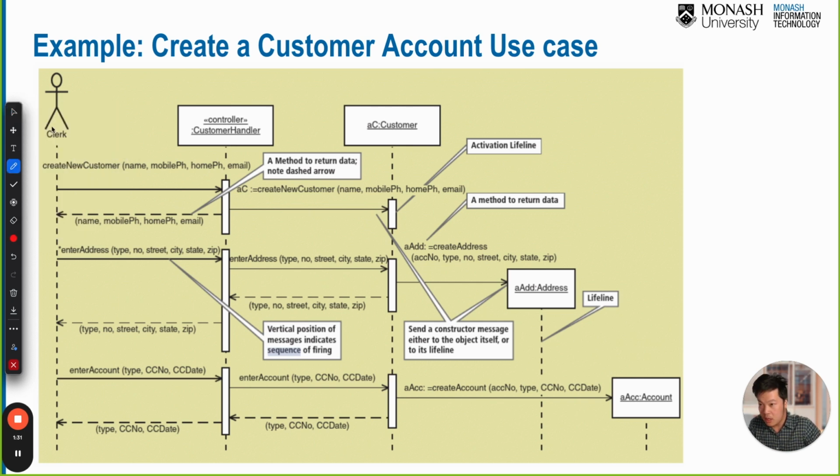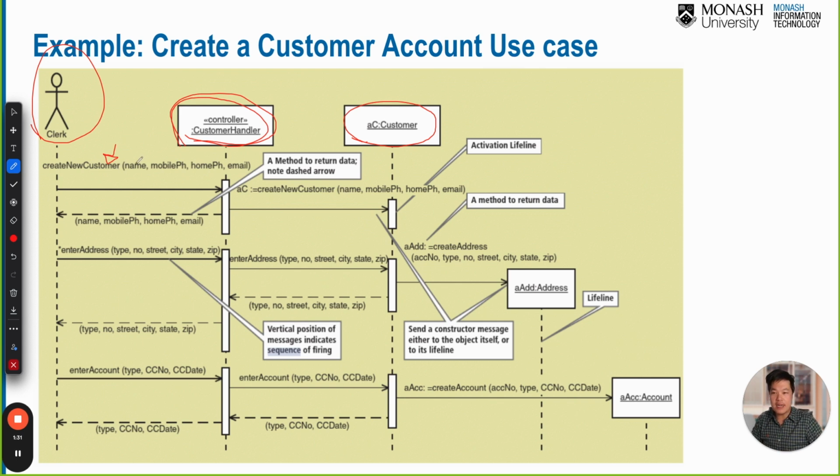First we start from the actor, the clerk. We have the customer handler. Let's say we implement using OOP and the model view controller pattern. This one manages the activities and operations, and then we have the customer class that actually just collects the data. This operation, the method in the class, is called create new customer.